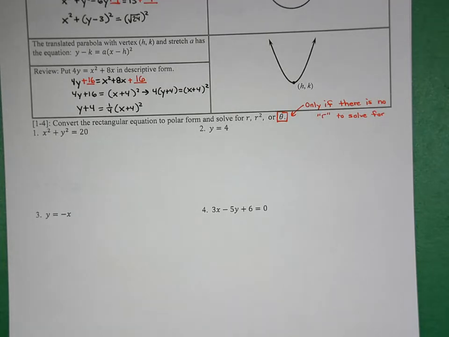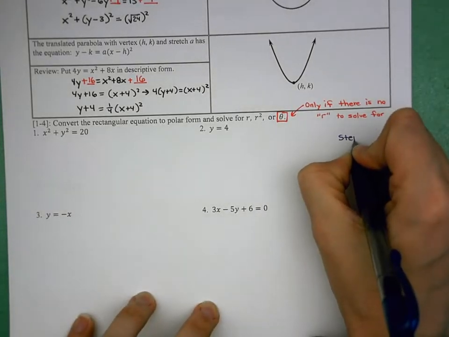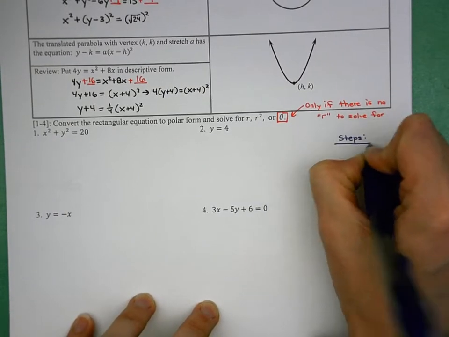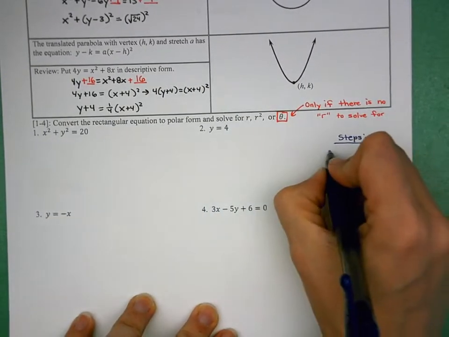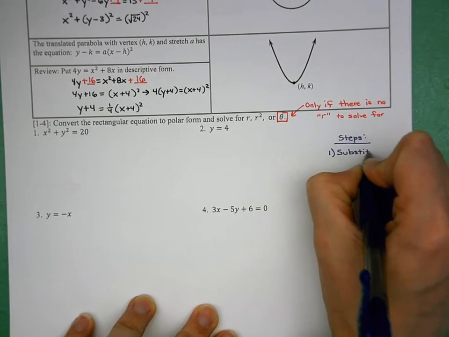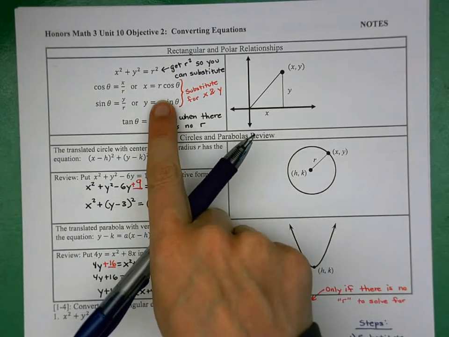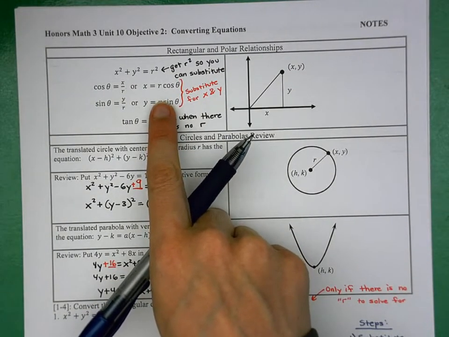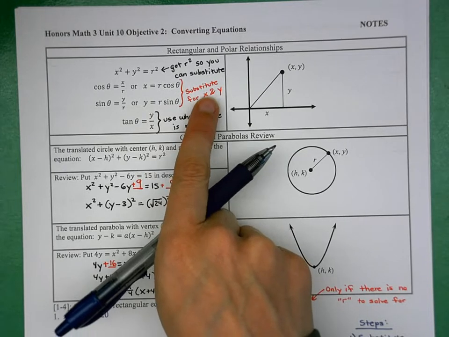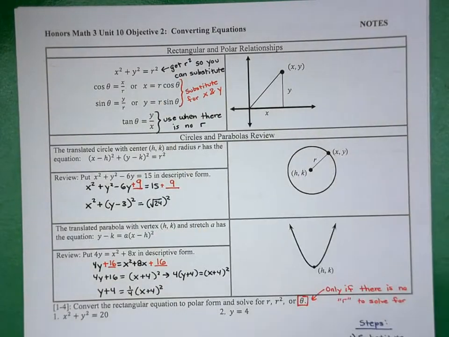But the first thing you are going to look to do every single time, so let's write some steps off to the side here, when it comes to changing from rectangular into polar, is to first look to substitute. In this case, we're usually going to be using our middle two equations, because I've got rectangular, so I'm substituting for x and y, and we're going to be putting these into x or y, whatever the case may be.